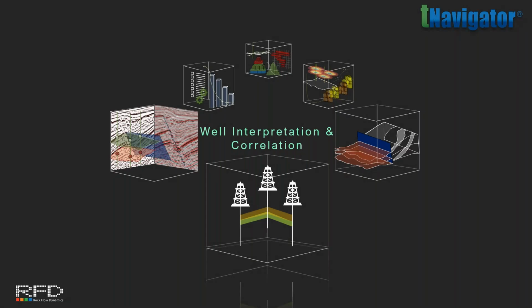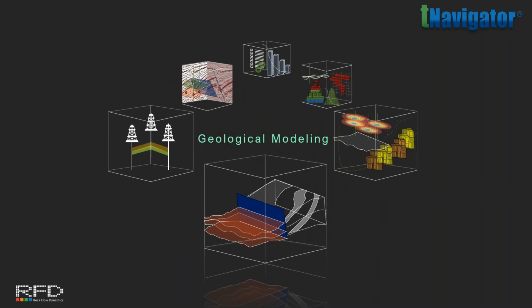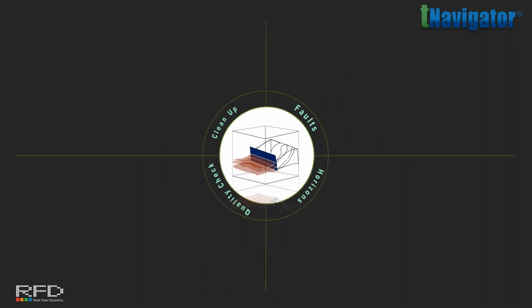So our next step after well interpretation and correlation is to move on into our geological modeling section, where we can start to build, clean up, and QC our geological model. So again, as I just said, we can clean up these, we can look at our faults, we can quality check this, and we can look at our horizons, and we can make edits accordingly using a full list again in a tool palette on the right-hand side of our editing tools that we have available.